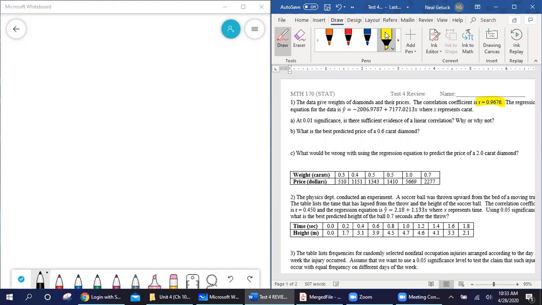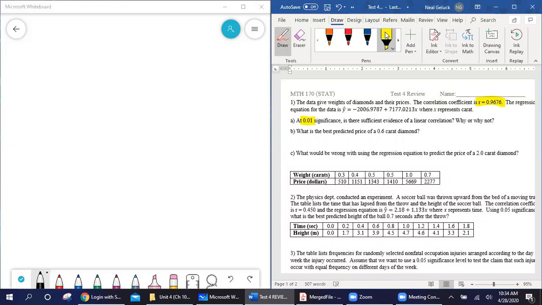0.9676, which I've got a suspicion is probably going to be good enough because remember 1 is a perfect line, so it's really close to that. We're also told the regression equation. We'll see if we're going to deal with that in just a second. So in part A, we have a 0.01 significance level. Is there sufficient evidence of a linear correlation?